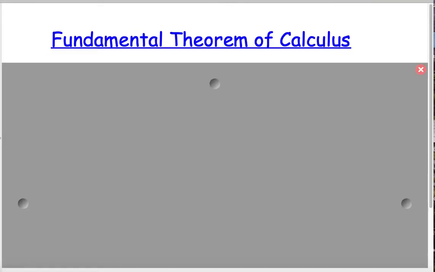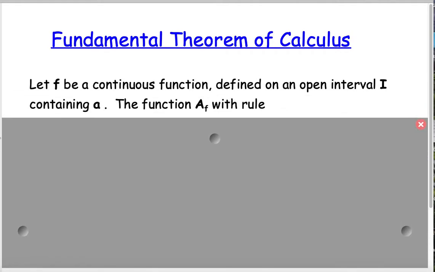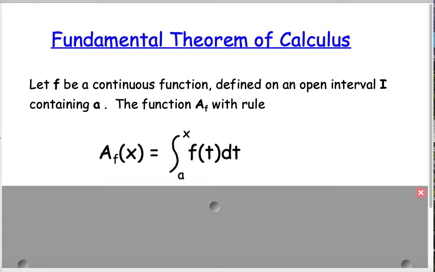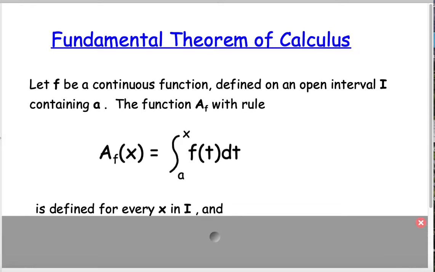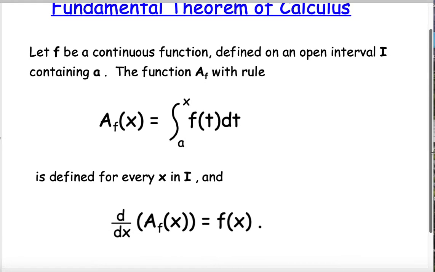All right, so let's look formally at what this is telling us. And there are two ways we can look at this. If f is a continuous function, and obviously it's very important that it's continuous, and it's defined on an open interval I which contains the value a, then the area function, capital A sub f, defined by this rule that we've already talked about, is defined for every x in that interval, and the derivative of the area function with respect to x is going to equal f of x.